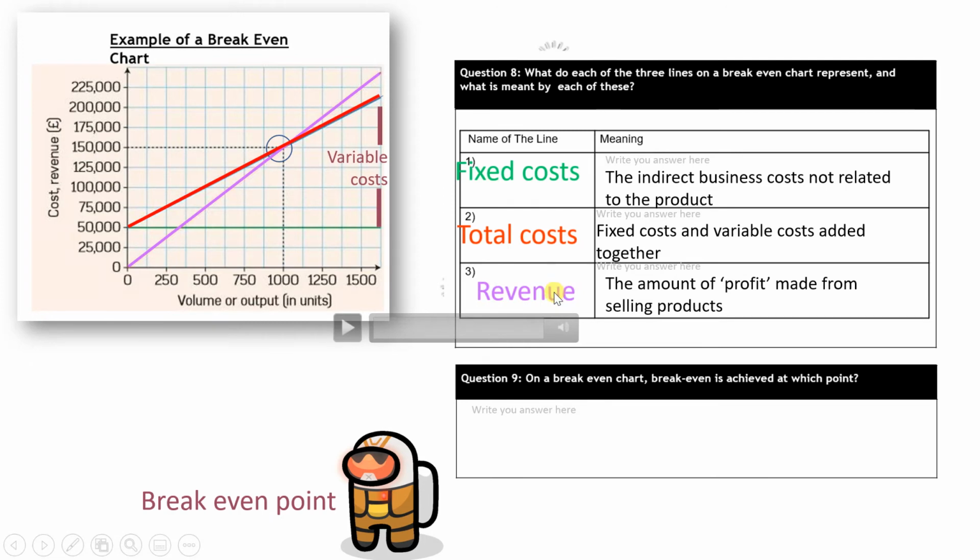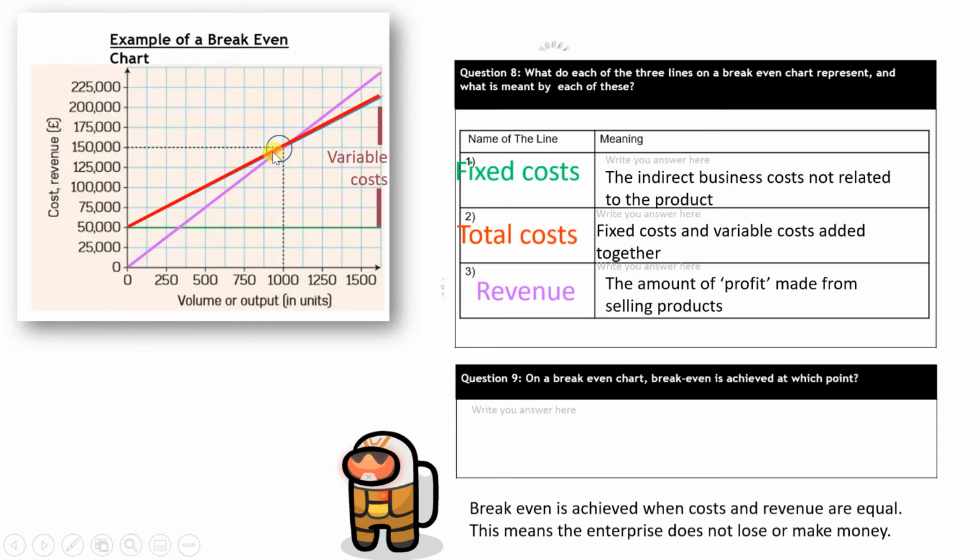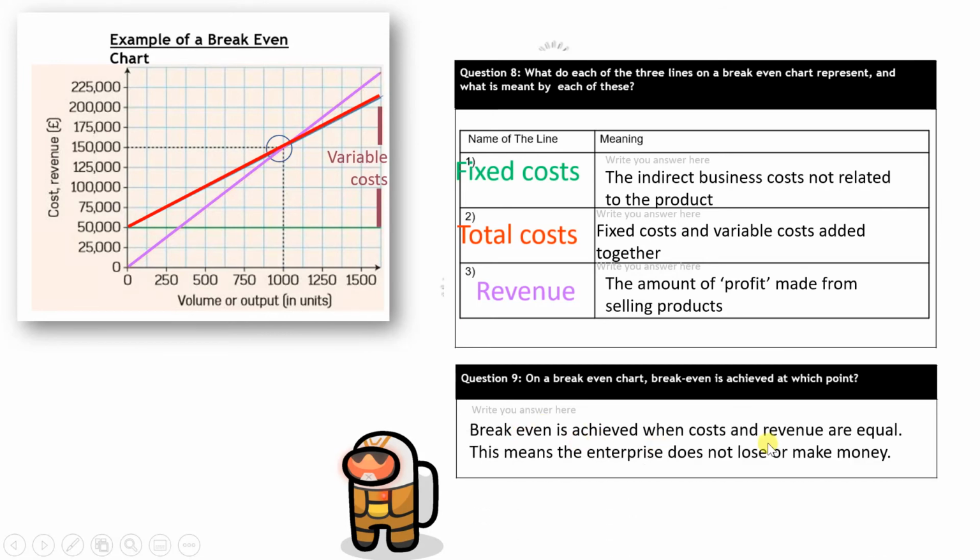And the final line is the purple line. This one is revenue. That one represents the amount of money made from selling the products or services. It starts off at 0, it's got no sales and no revenue, and as you can see, as the output moves along the x-axis, the sales revenue goes up. And the area highlighted with the circle is the break-even point. Break-even is achieved when costs and revenue are equal. This means the enterprise does not lose or actually make any money.